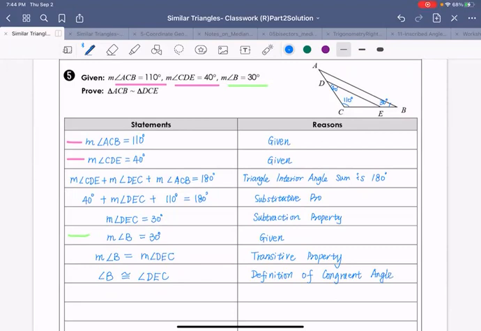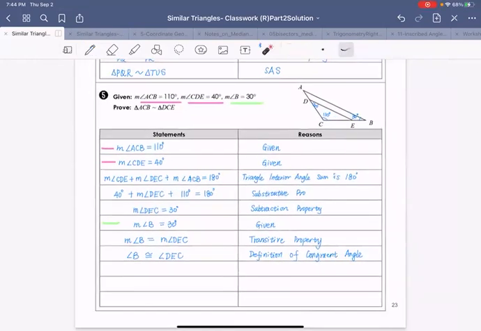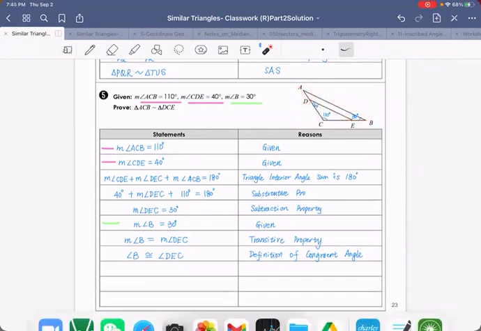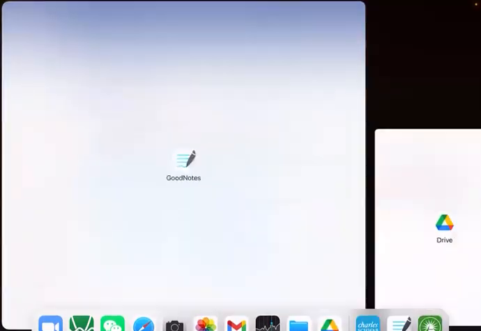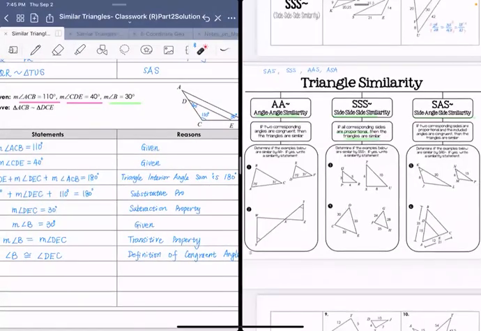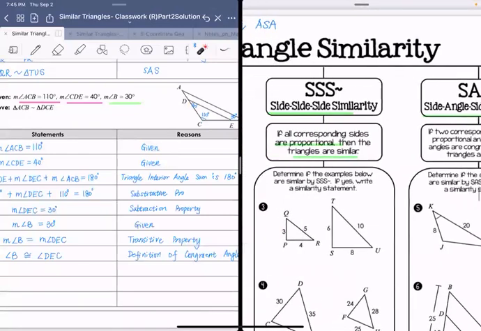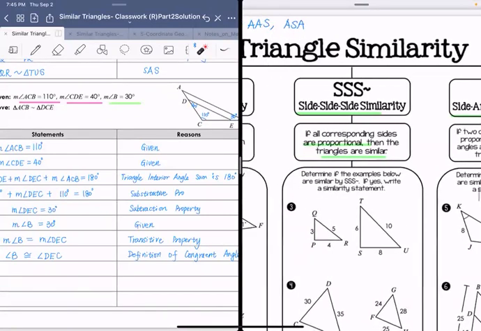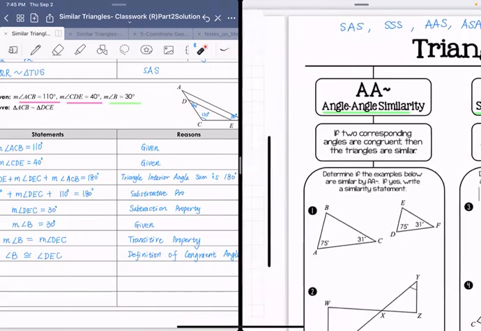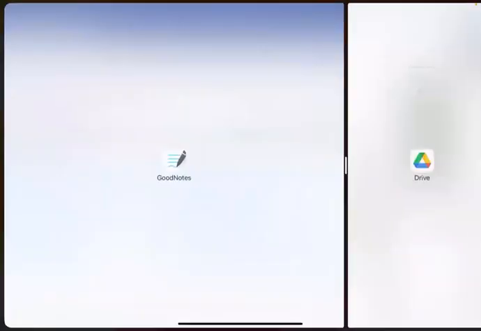Okay. Now let's see. You want to prove the big one is similar to the smaller one. Based on what we have just now, which one do you want to choose? Which one? You want to use SAS? You don't have a proportion. You cannot, right? You don't have those proportions. You already have two angles. So that's AA. Yes.